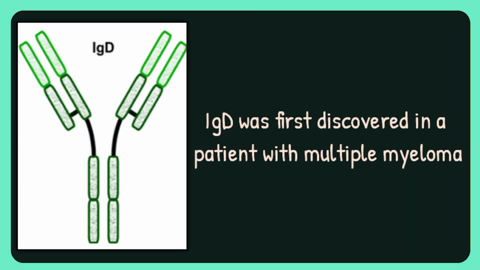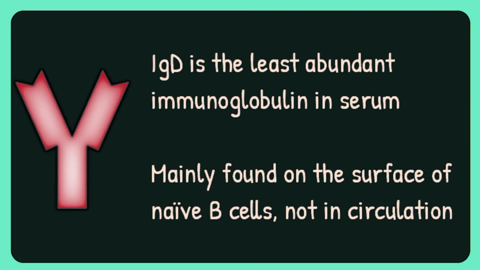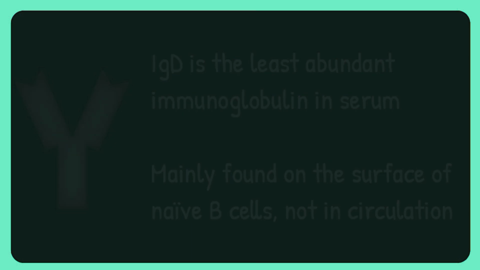IgD was first discovered in a patient with multiple myeloma, which helped scientists identify it as a distinct class of immunoglobulin. IgD is the least abundant antibody in the blood and is rarely found circulating. Instead, it's mainly located on the surface of naive B cells, where it works together with IgM as a B cell receptor to help recognize antigens.